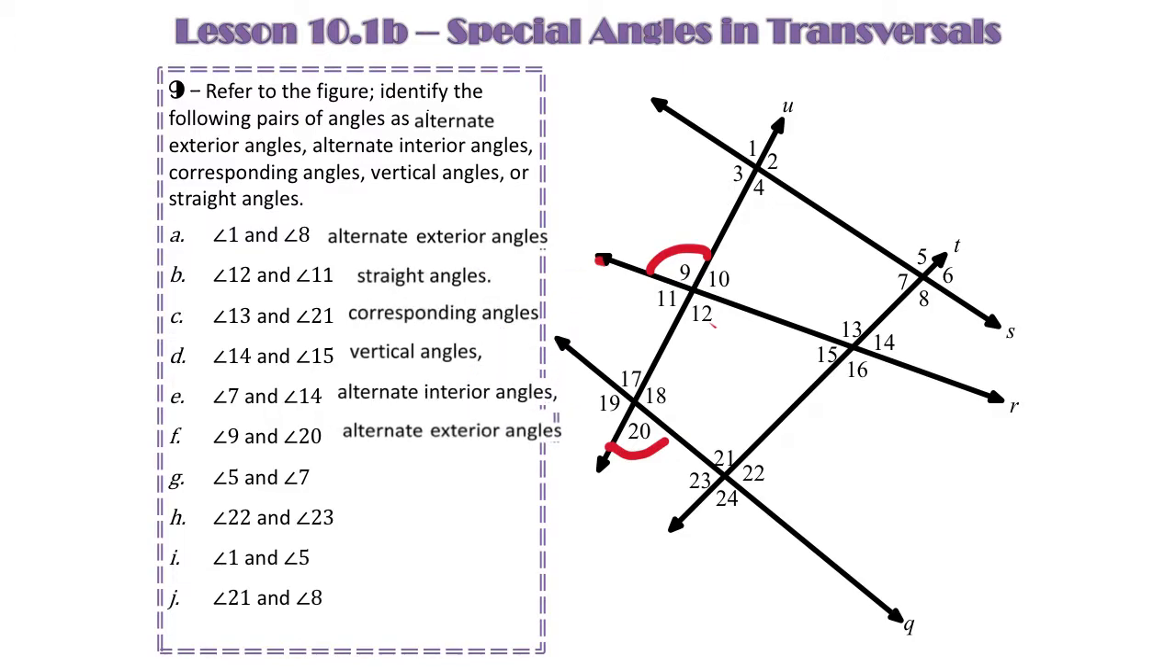And then 5 and 7. Here's angle 5, here's angle 7. That's a linear angle relationship, or straight angles. And then 22 and 23. Yeah, we've seen that before. Those are vertical angles because they're through the vertex.